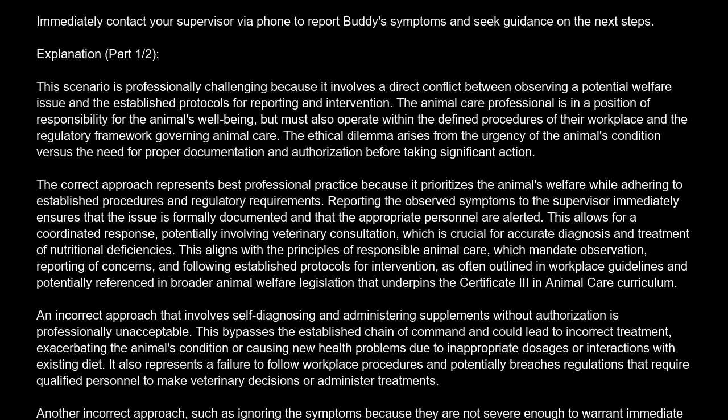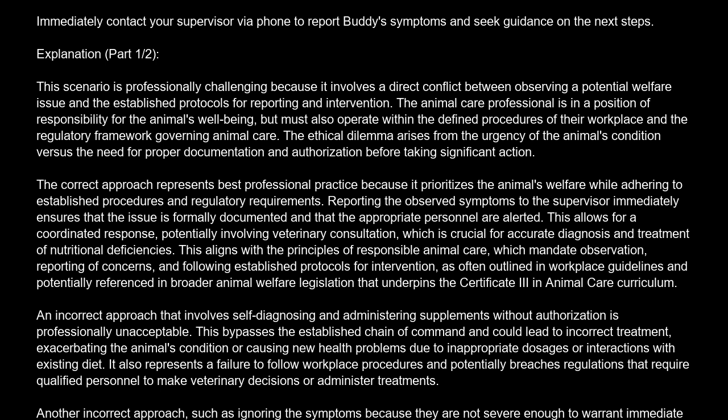The animal care professional is in a position of responsibility for the animal's well-being, but must also operate within the defined procedures of their workplace and the regulatory framework governing animal care. The ethical dilemma arises from the urgency of the animal's condition versus the need for proper documentation and authorization before taking significant action. The correct approach represents best professional practice because it prioritizes the animal's welfare while adhering to established procedures and regulatory requirements. Reporting the observed symptoms to the supervisor immediately ensures that the issue is formally documented and that the appropriate personnel are alerted.